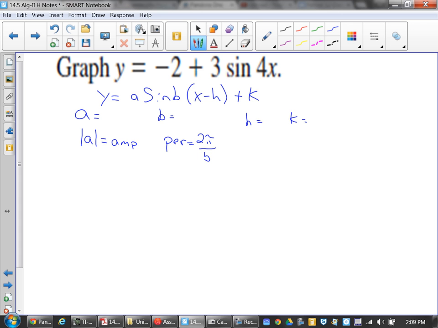A is 3. B is 4. H is 0. K is -2. Remember, it's 3 sine 4x. The value in front of the sine, the coefficient of sine, if you will, gives you your a. So now we know that our amplitude would be 3, and our period would be 2 pi over 4, which is pi over 2.